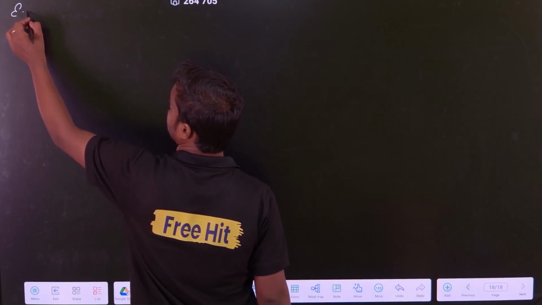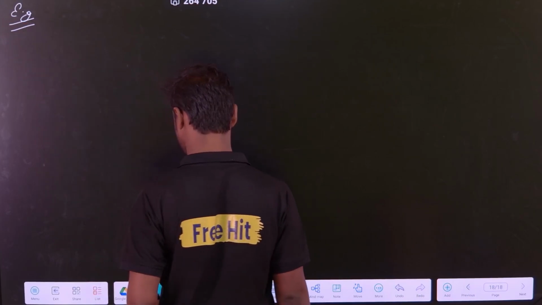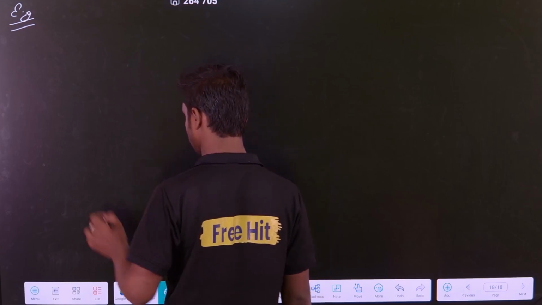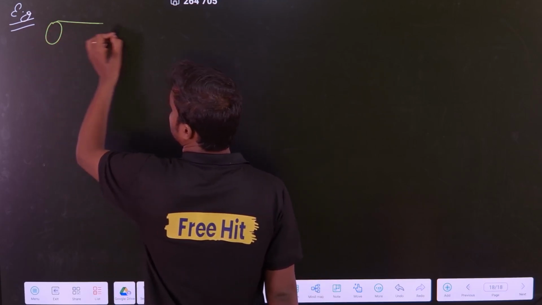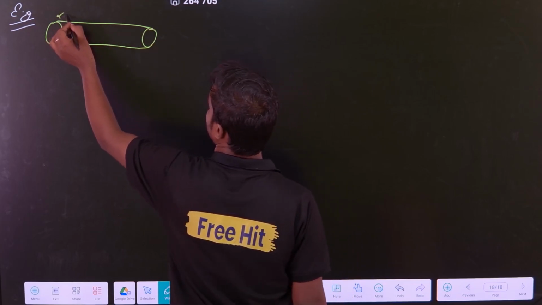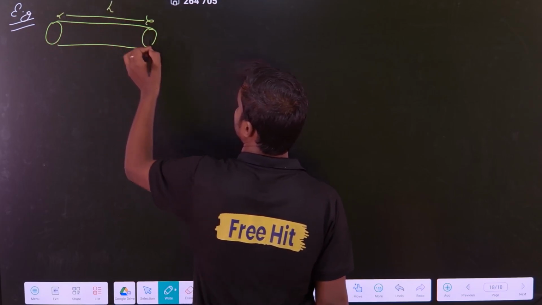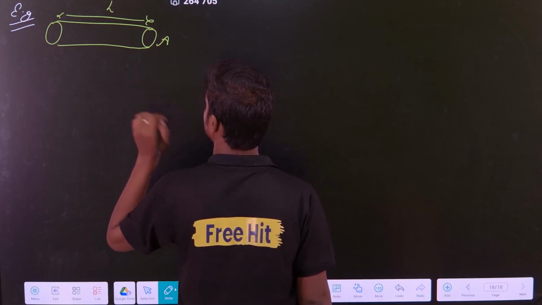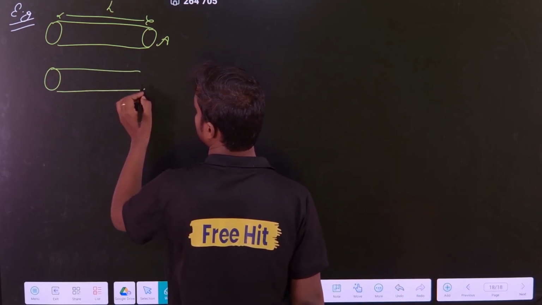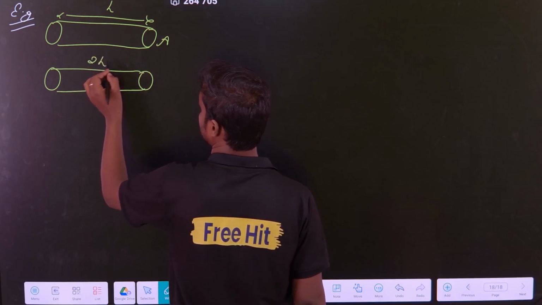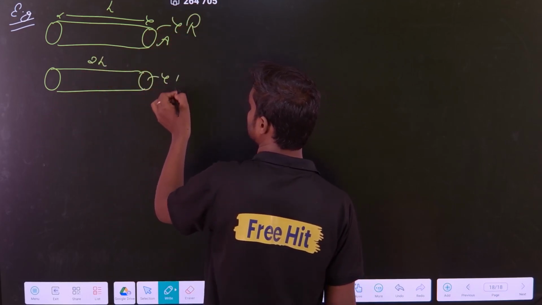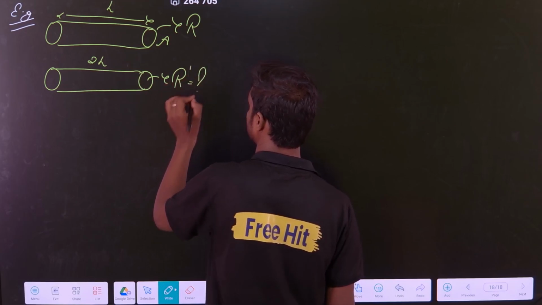As every institute asks this question, I will also ask it. What is the question? Suppose there is a conductor, and suppose the length of the conductor is L and the area is A. Now the length becomes 2L, and suppose its resistance was R. Then what is the new resistance R dash?